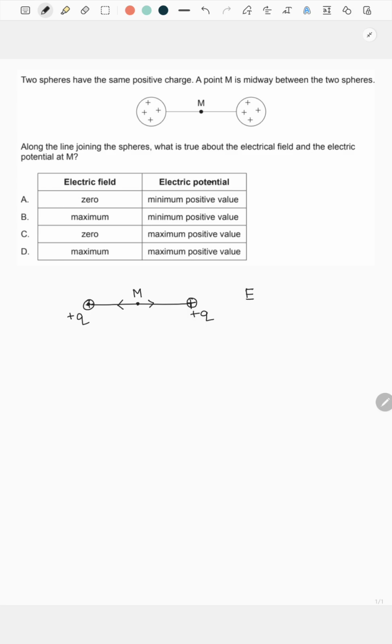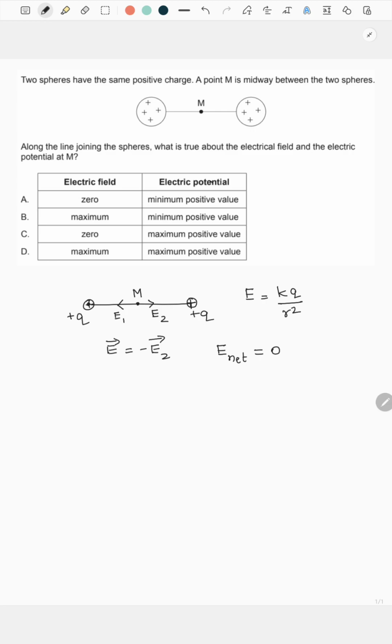And their magnitude is KQ by R square, where R is the distance between the charge and the midpoint, which is the same for both charges. Also the magnitudes of the charges are the same. So since they are equal and opposite, they cancel each other. Let's say E1 and E2 are equal and opposite to each other, so they cancel each other. So the total electric field is 0.